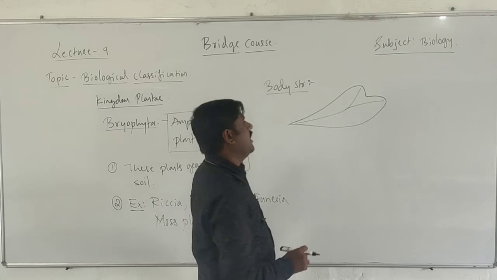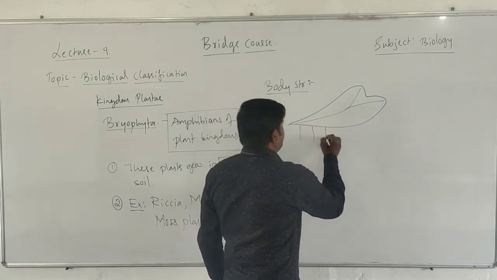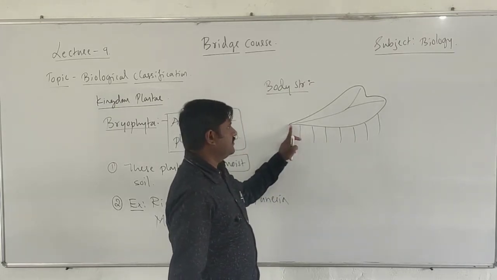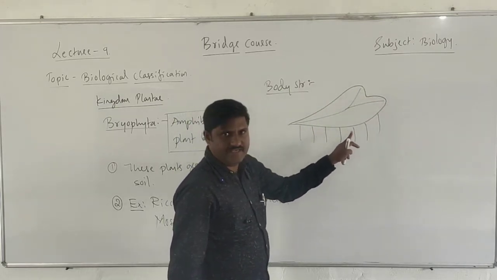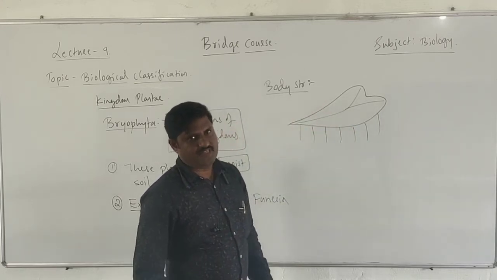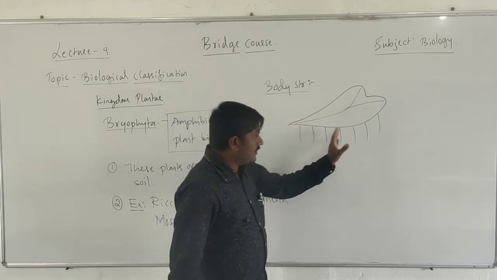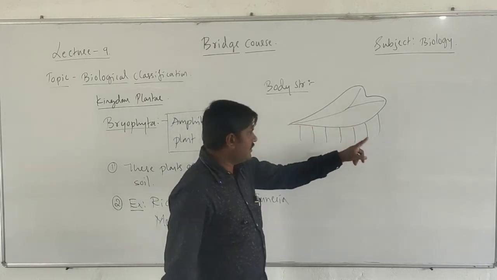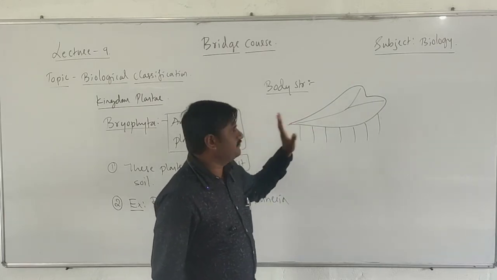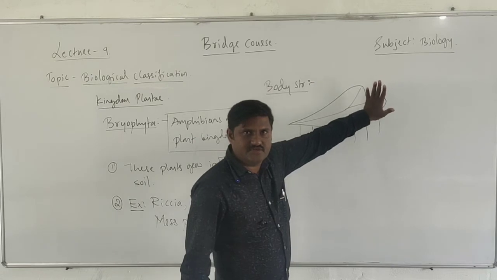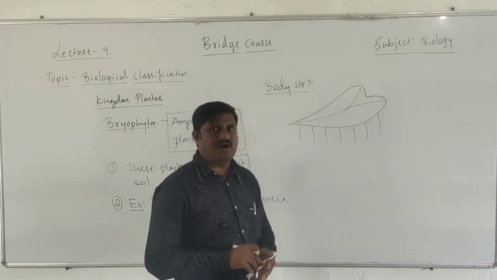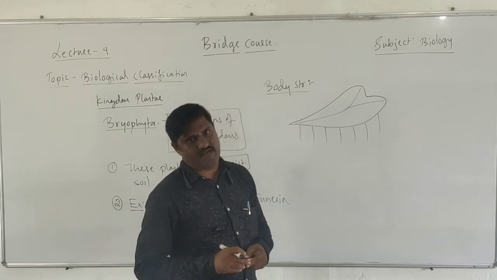And in these plants, for the first time, root-like, stem-like, as well as leaf-like structures are seen. Means, root-like, not roots. These are not real roots. This is stem-like, this is not a real stem. This is leaf-like, this is not a real leaf. But still, such structures are formed initially in these groups of plants, right?